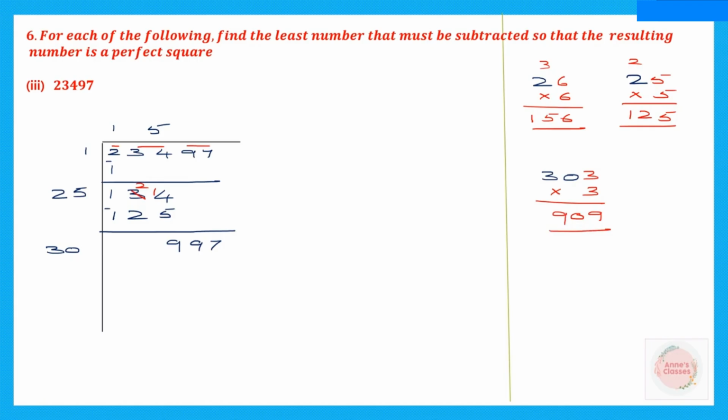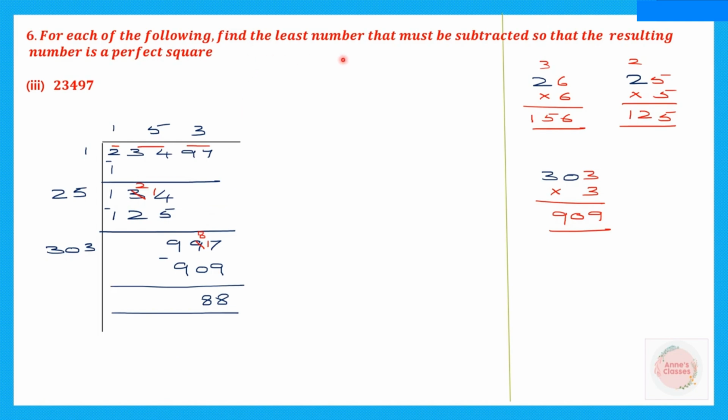Now this will be the closest because if we put 4 here, 4 into 3 will make it 12, and 12 will be greater than this, isn't it? So let's put 3 next to 30 here. So next to 30, we're going to put 3 and multiply it by 3. So 303 into 3 is 909, which we have already multiplied. Now let's subtract here. So here we need to borrow. 17 minus 9 is 8 and 8 minus 0 is 8. So our remainder is 88.